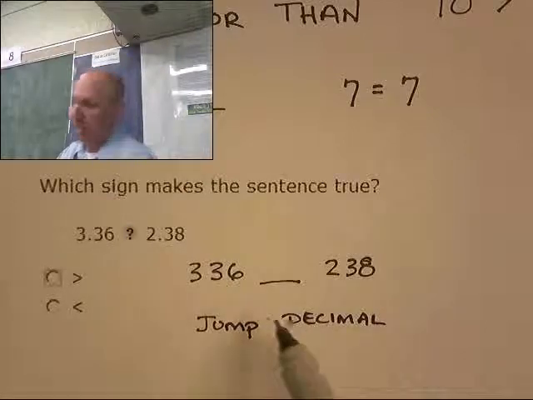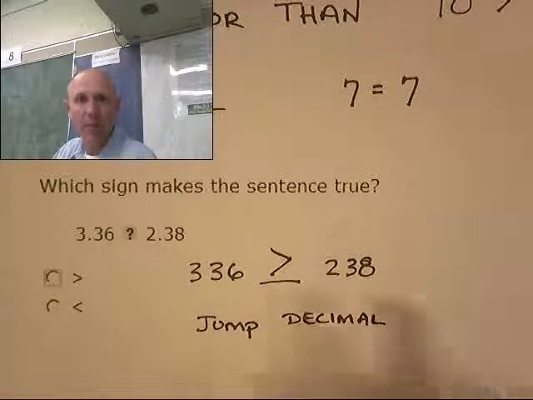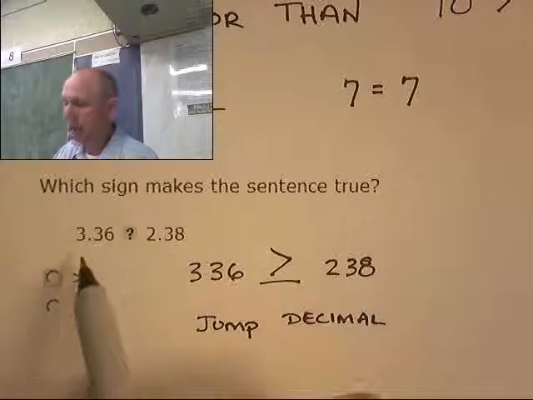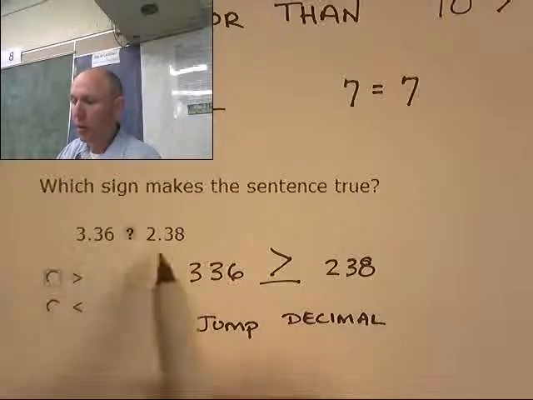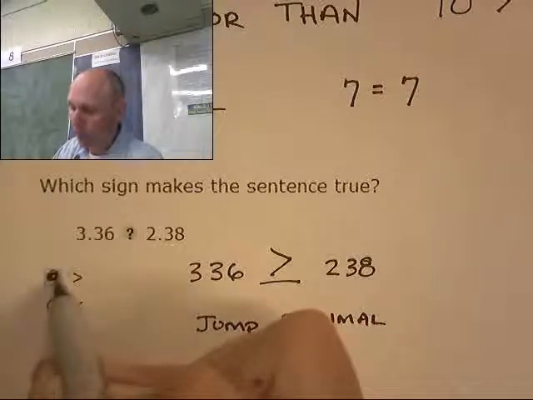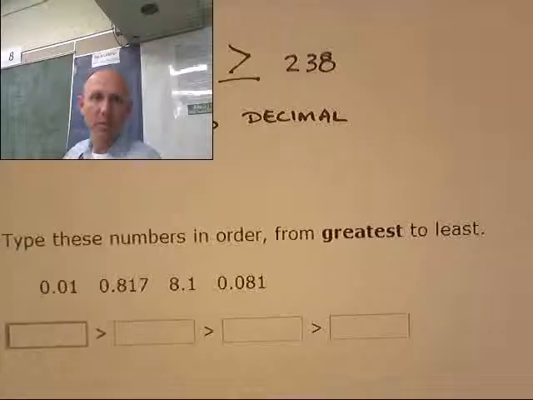And now, is that easier for you to compare? 336 is definitely bigger than 238. So 3.36 is bigger than 2.38. There we go. So that is the greater than symbol. Let's try another one.